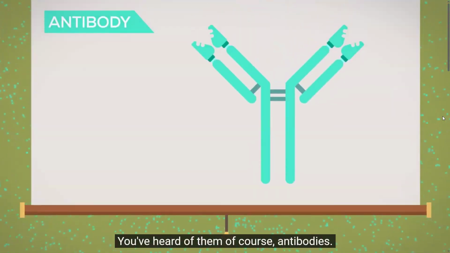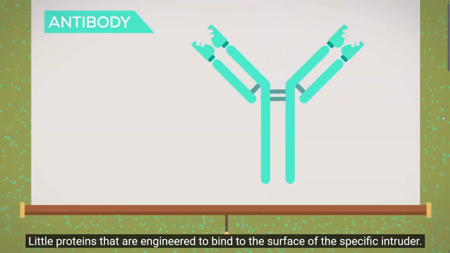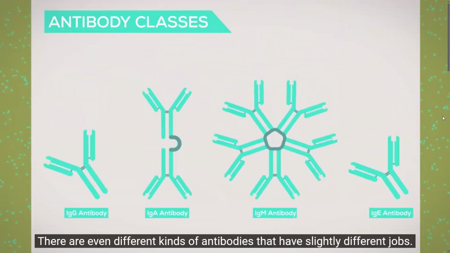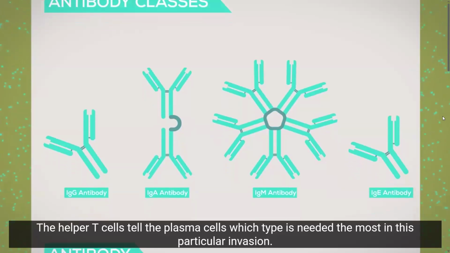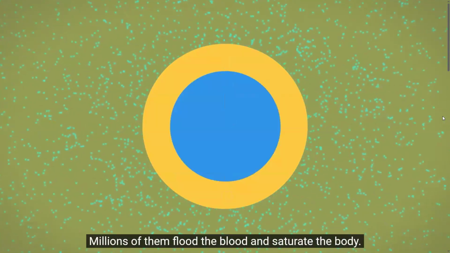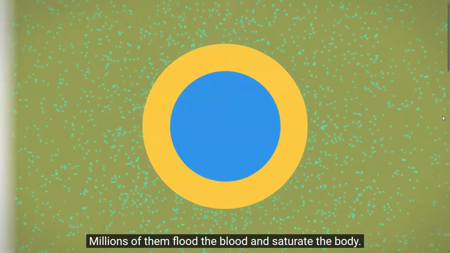But what is produced by the B cells? You've heard of them, of course, antibodies. Little proteins that are engineered to bind to the surface of the specific intruder. There are even different kinds of antibodies that have slightly different jobs. The helper T cells tell the plasma cells which type is needed the most in this particular invasion. Millions of them flood the blood and saturate the body.